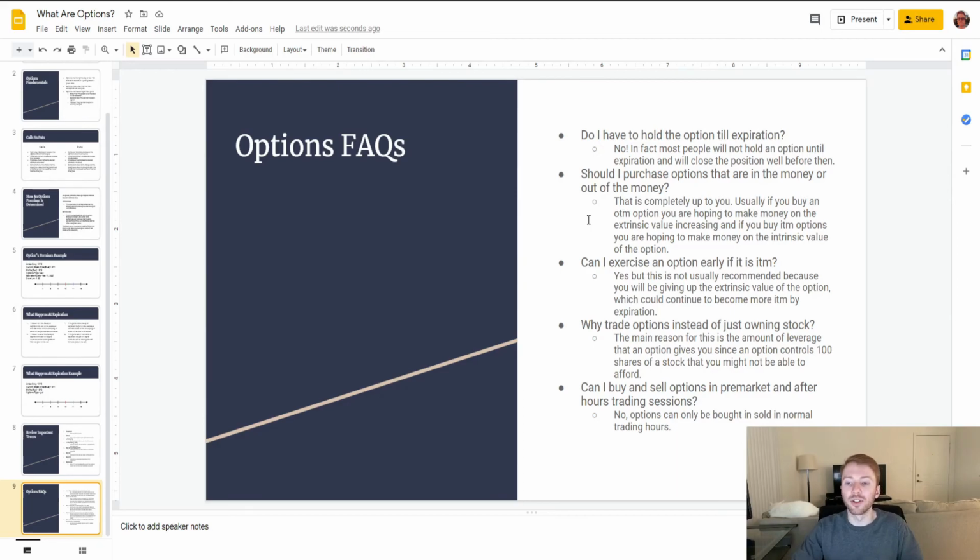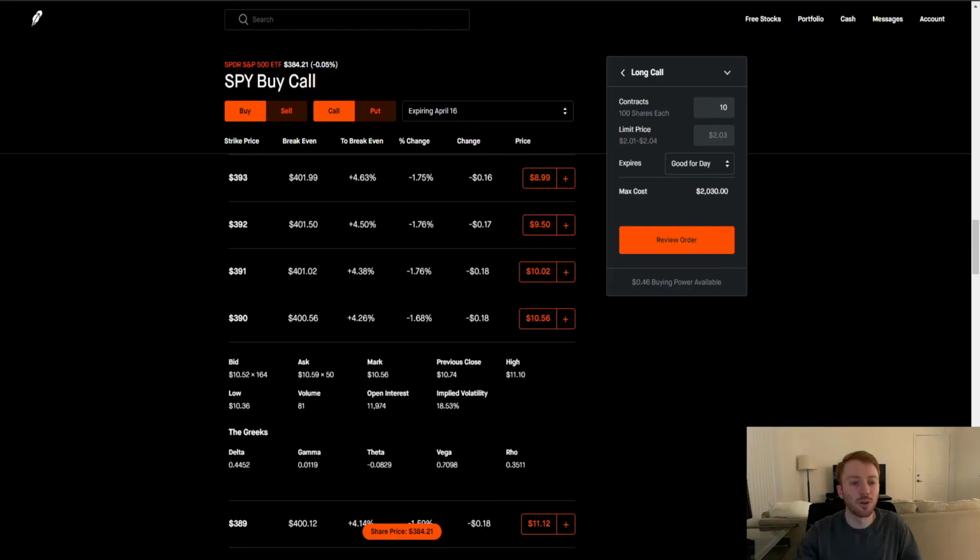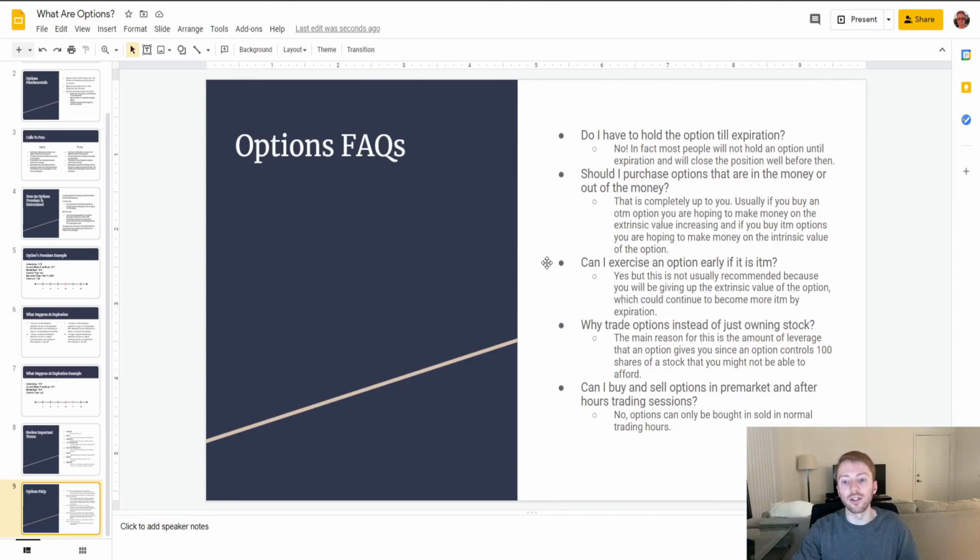So why trade options instead of owning just a stock? Well, going back to Robinhood here again, it mainly comes down to leverage. I can control 100 shares of SPY at $1,000, but I may not have $39,000 laying around to actually control 100 shares. So it mainly comes down to leverage. Like I said, I can buy 10 of these, but there's no way I have $390,000 sitting around, and a lot of people do not have that kind of money. So it's basically just a way to utilize leverage and get into stocks that you otherwise couldn't afford.